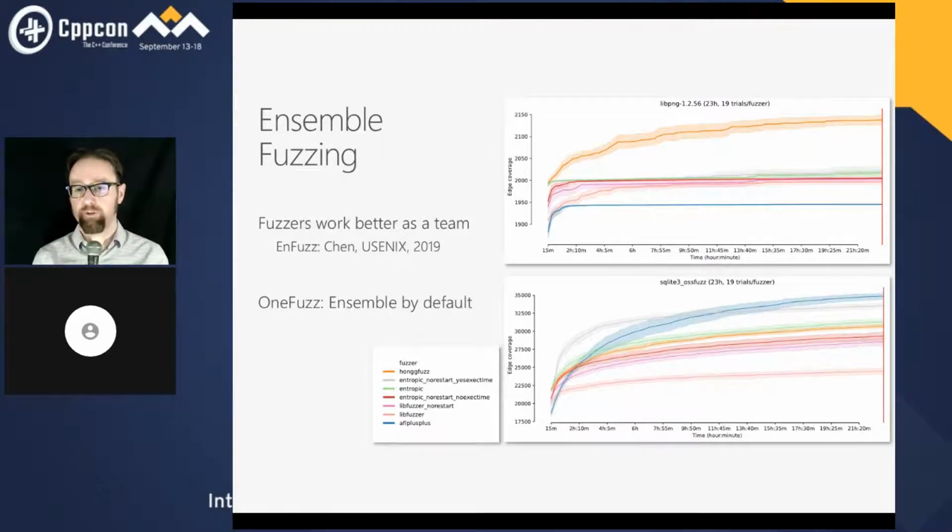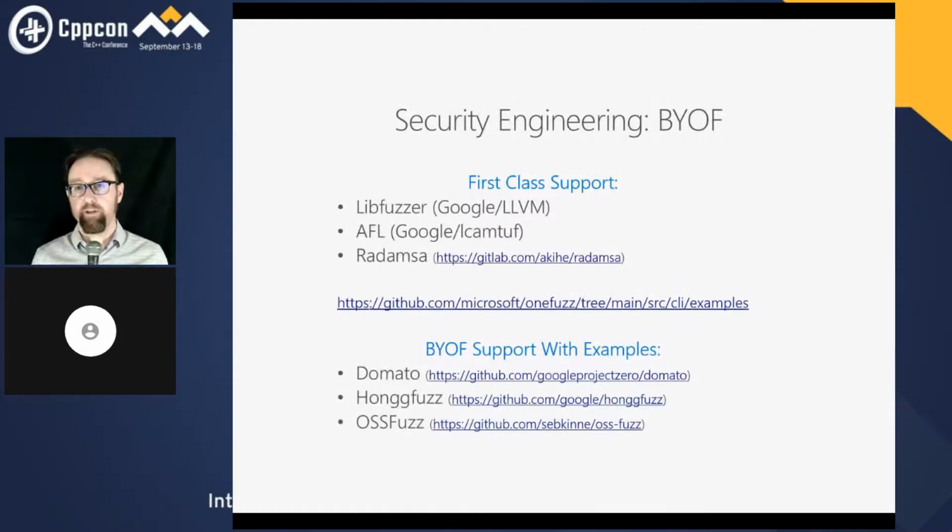And so when you onboard a fuzzer or use the default fuzzers in the OneFuzz framework, they all swap inputs and work as a team, and you don't need to worry about it. As a developer, when you're using these templates, that just happens as a property of the framework. And we wanted security engineering teams to always be able to bring their own fuzzers. So we have first-class support for libFuzzer, AFL, Radamsa, but we also have an examples directory linked on the slide that shows how to onboard other fuzzers.